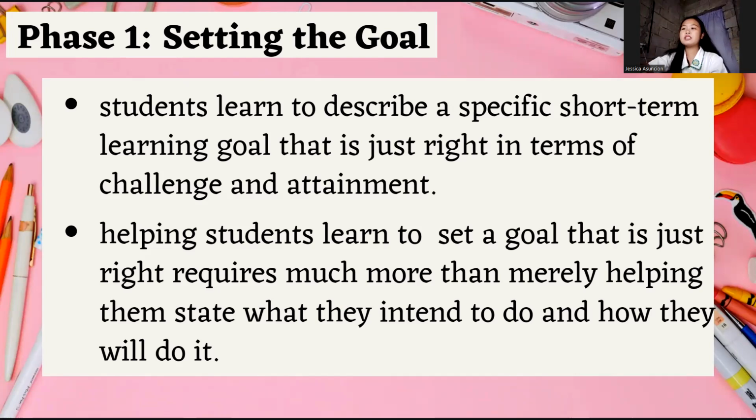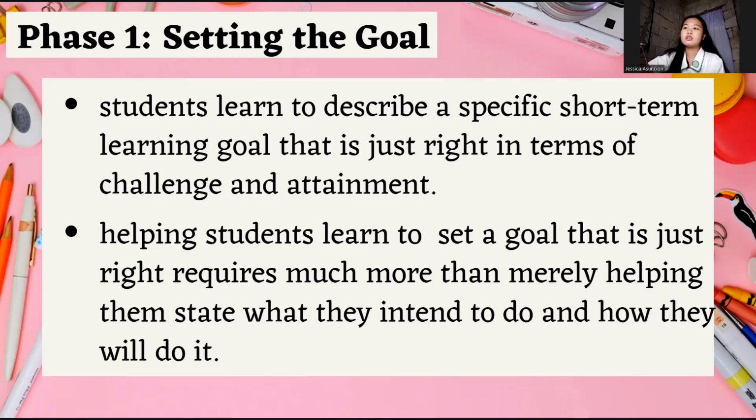Helping students learn to set a goal that is just right requires much more than merely helping them state what they intend to do and how they will do it. A just right short-term goal must be logical. Next step students should take to close the gap between where they are and where they need to be. Determining that goal means students must make realistic estimates of their capacity to reach it.